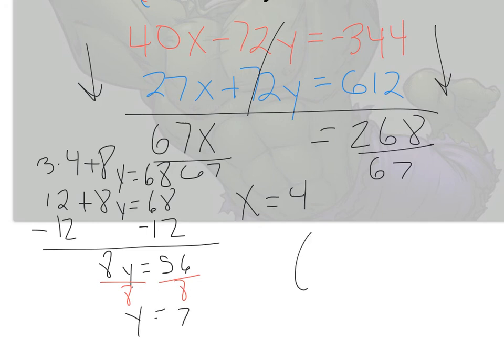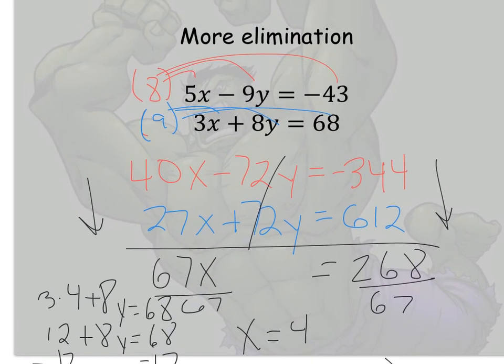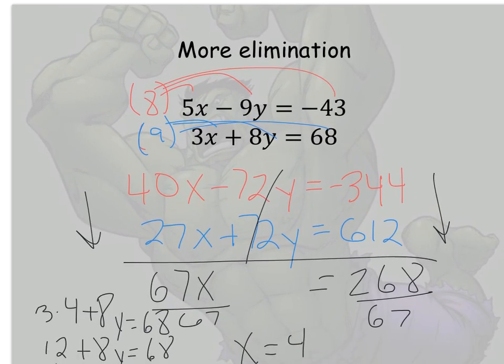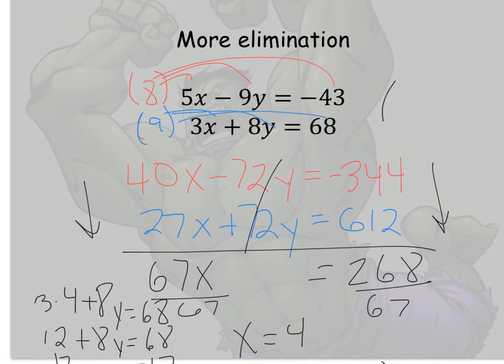So we have an ordered pair of (4, 7). Let me take it back to our original problem. (4, 7). I'll put it up here. And again, you could always just check that. If we plug it in, 4 times 5 is 20, minus 7 times 9 is 63. 20 minus 63 is negative 43. We're right.